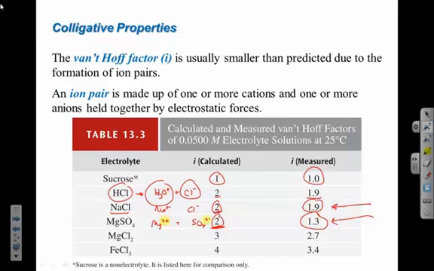Same thing here, I see pairing because here I should have 1 Mg and 2 Cl-. That's a total of 3, but the van't Hoff factor is a little less than that because of the ion pairs. And again here with the predicted value of 4, I should have 1 iron 3+ and 3 Cl-. Again, I get an actual value that's less than that.